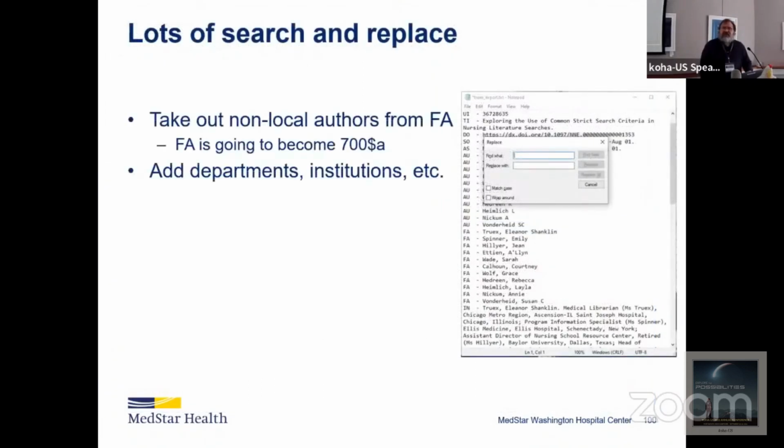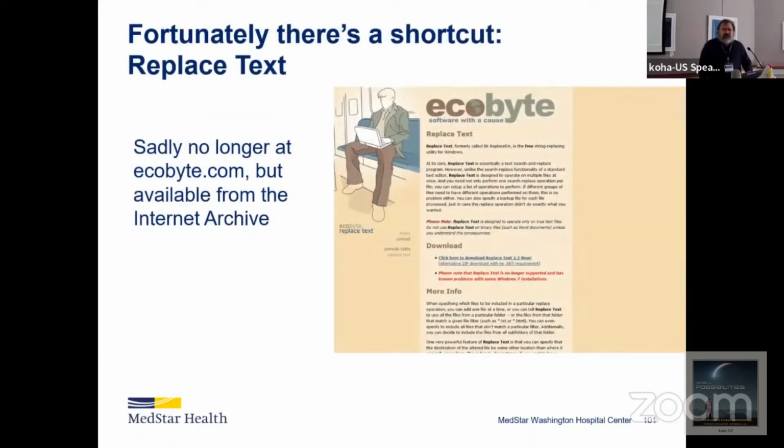So now I have to do an awful lot of search and replace. Look for all full authors and just take out the ones that aren't in your institution, and add the department and the institution. So that's hundreds of searches and replaces. Fortunately, I can pivot to a shortcut called Replace Text. That's sadly no longer available at their website, but available from the Internet Archive.